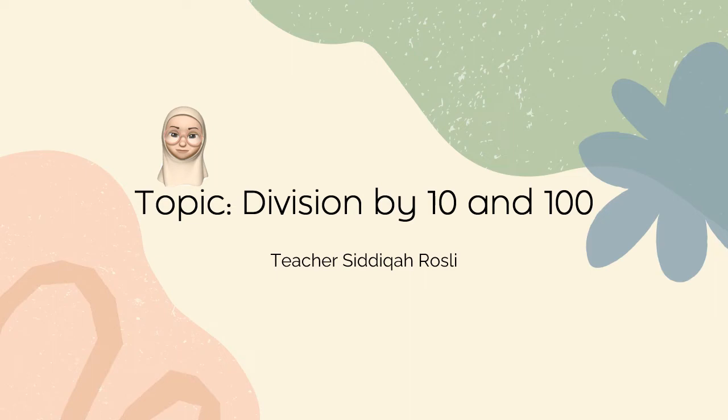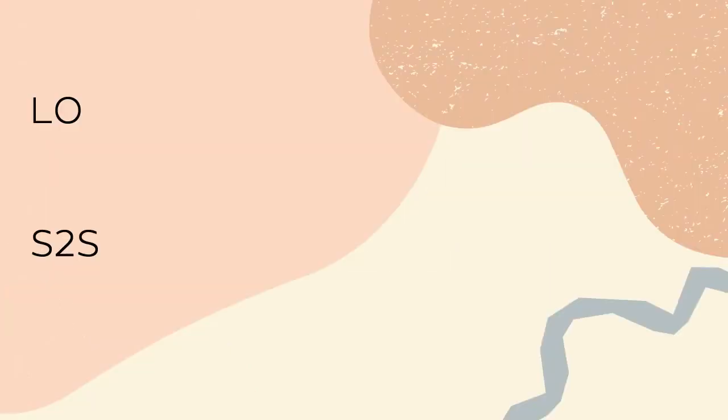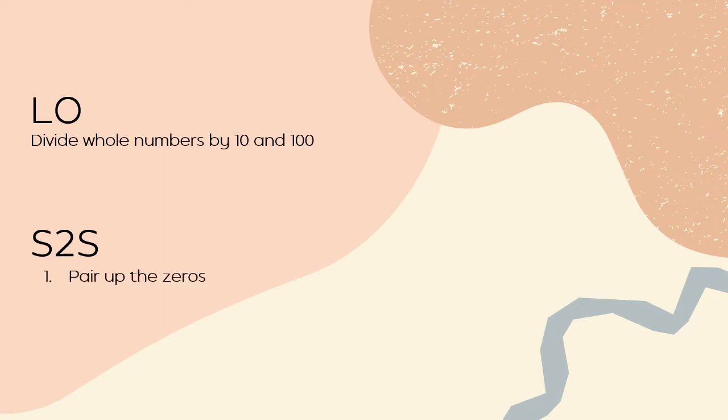Today we're going to learn about division by 10 and 100. So let's begin. Our learning objective for today is we are going to divide whole numbers by 10 and 100. Our S to S for today, the first step is we're going to pair up the zeros. I will demonstrate to you what pairing means later on. Step 2, we're going to cancel out the zeros. And step 3, divide the number by 1.